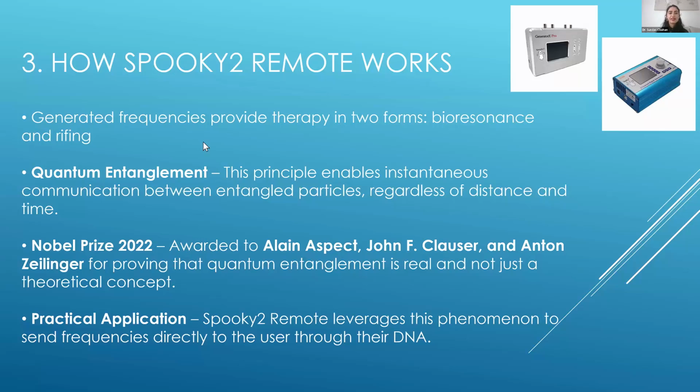So yeah, generated frequencies provide therapy in 2 forms, bioresonance and rifing. Rifing is where you're targeting the pathogens and issues like mold, viruses, bacteria. And then bioresonance is more about supporting healing, and things like Schumann resonance, which is very healing for you, come under bioresonance rather than the rifing category. And when you're supporting your organs, like liver support, that comes under bioresonance. So it really depends on how that preset and program looks.